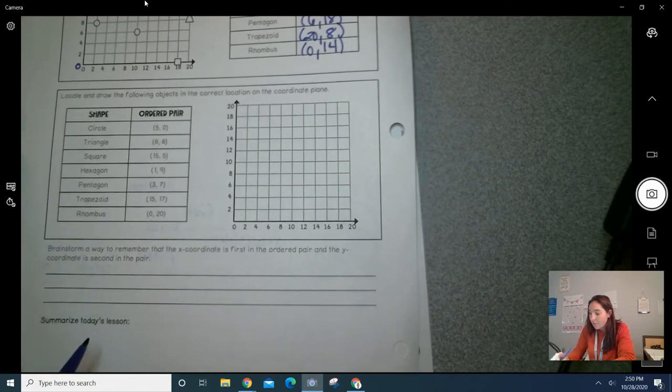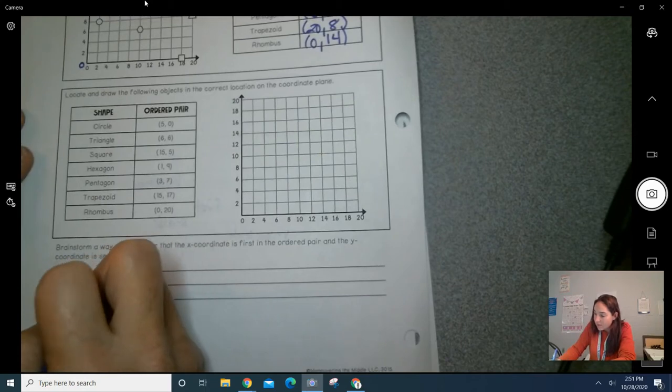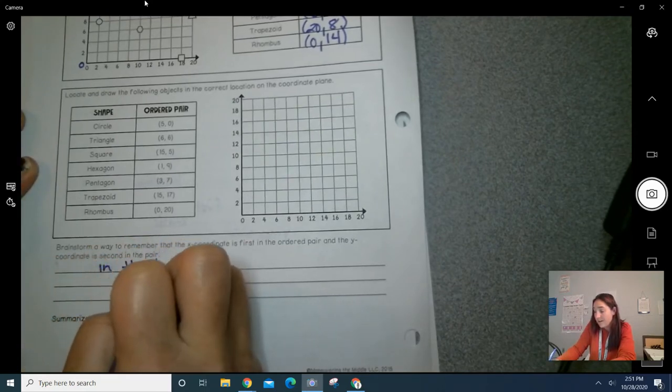And one of the ways that I remember that first you have to do horizontal and then you have to go vertical is that first you have to go in the building. This is how I always learned it.